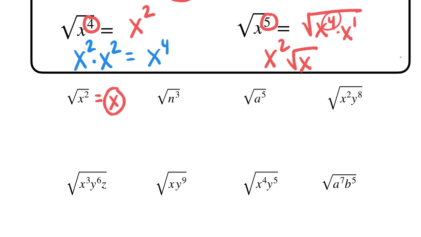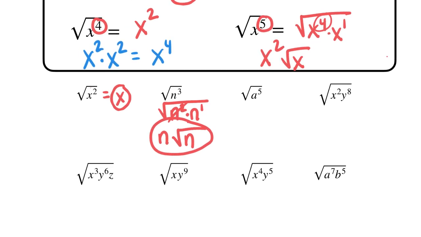Square root of n to the 3rd. 3 is odd, so I want to break that root into n squared times n to the 1st. Those exponents need to add to 3. So 2 plus 1 is 3. The square root of n squared is n, so I can just take that out of the root. So I already accounted for that, so I'm going to cross it off. The only thing left under the root is n to the 1st, or just n.